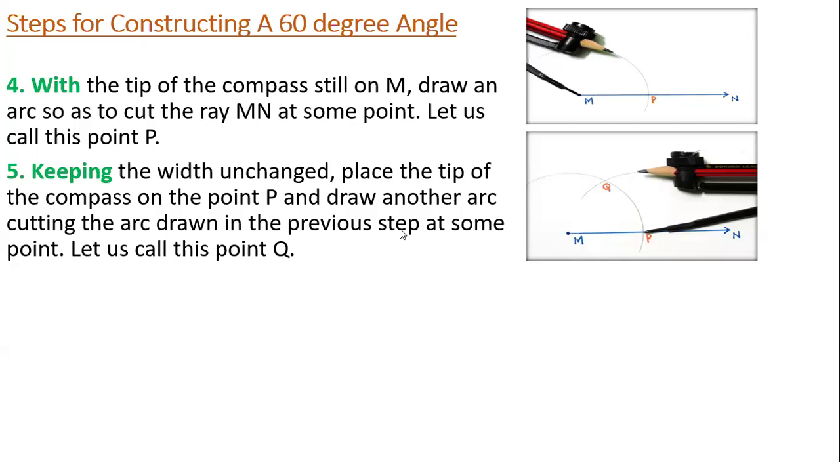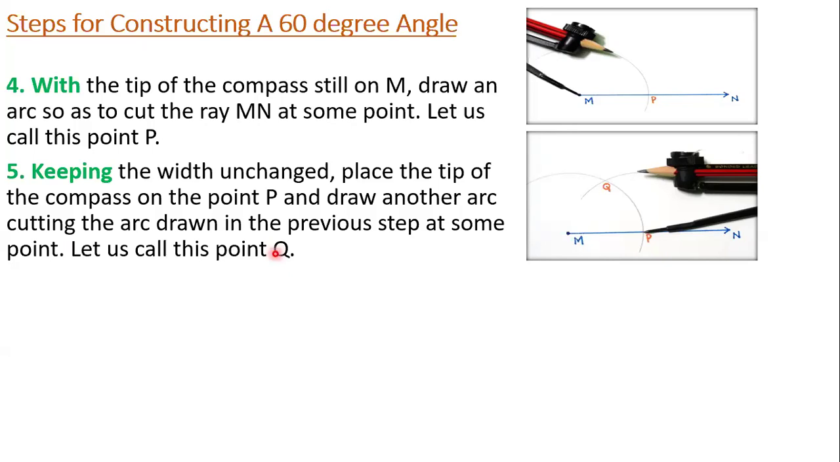Savannah, read the fifth point, please. Keeping the width unchanged, place the tip of the compass on the point P and draw another arc, cutting the arc drawn in the previous step at some point. Let us call this point Q. Very good. And Sasha, you can read the fifth point. Keeping the width unchanged, place the tip of the compass on the point P and draw another arc, cutting the arc drawn in the previous step at some point. Let us call this point Q.